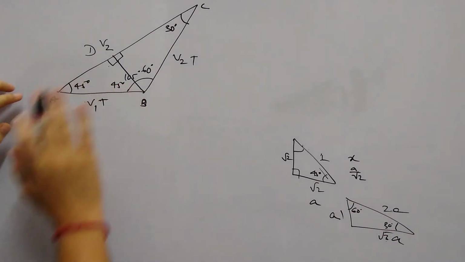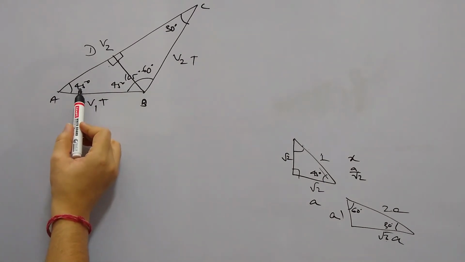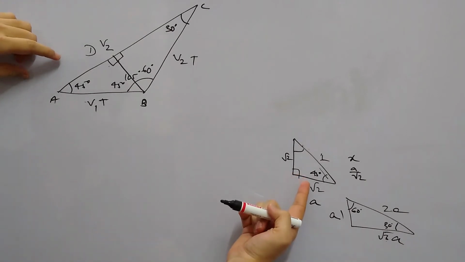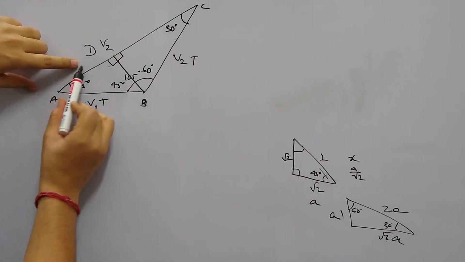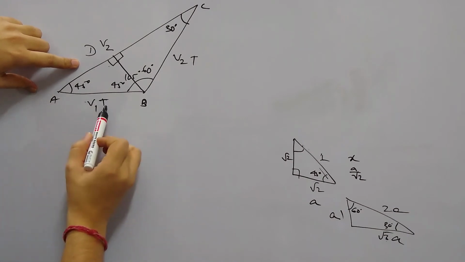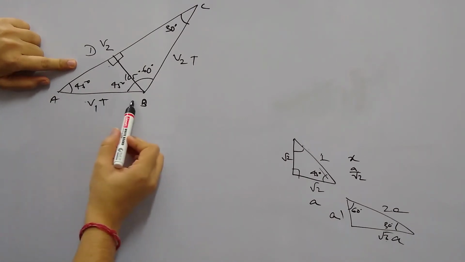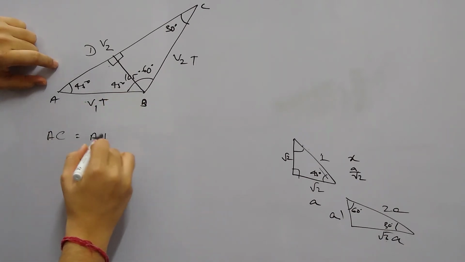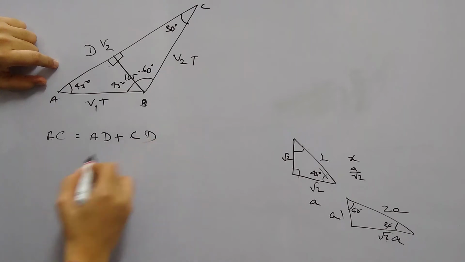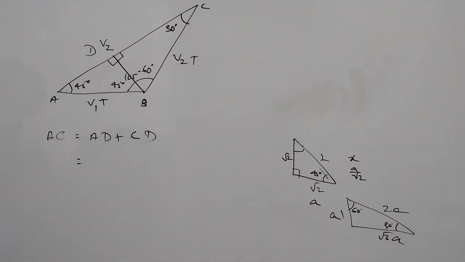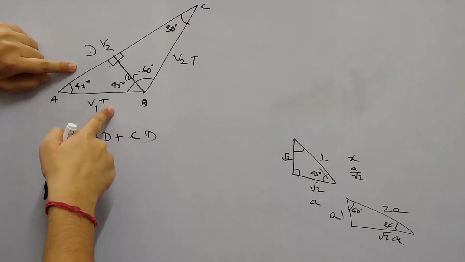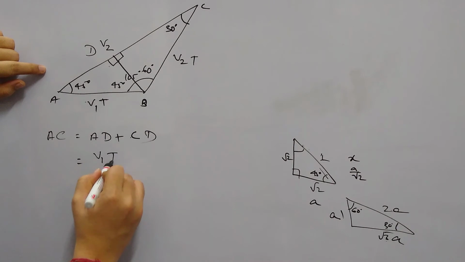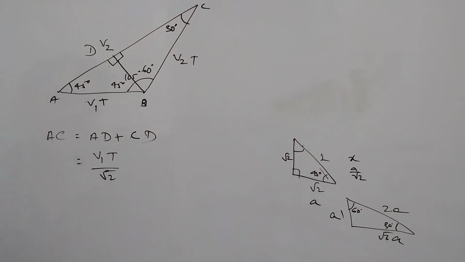So now if you apply the same concept here, we have this angle 45 degrees, this is 45 degrees, and this is V1t. So according to our concept here, it should be root 2, and hypotenuse should be 1. So if AB is V1t, then let's say this AC is the sum of AD plus CD. So this is root 2, 1. So it means AD is V1t by root 2, using the same concept.